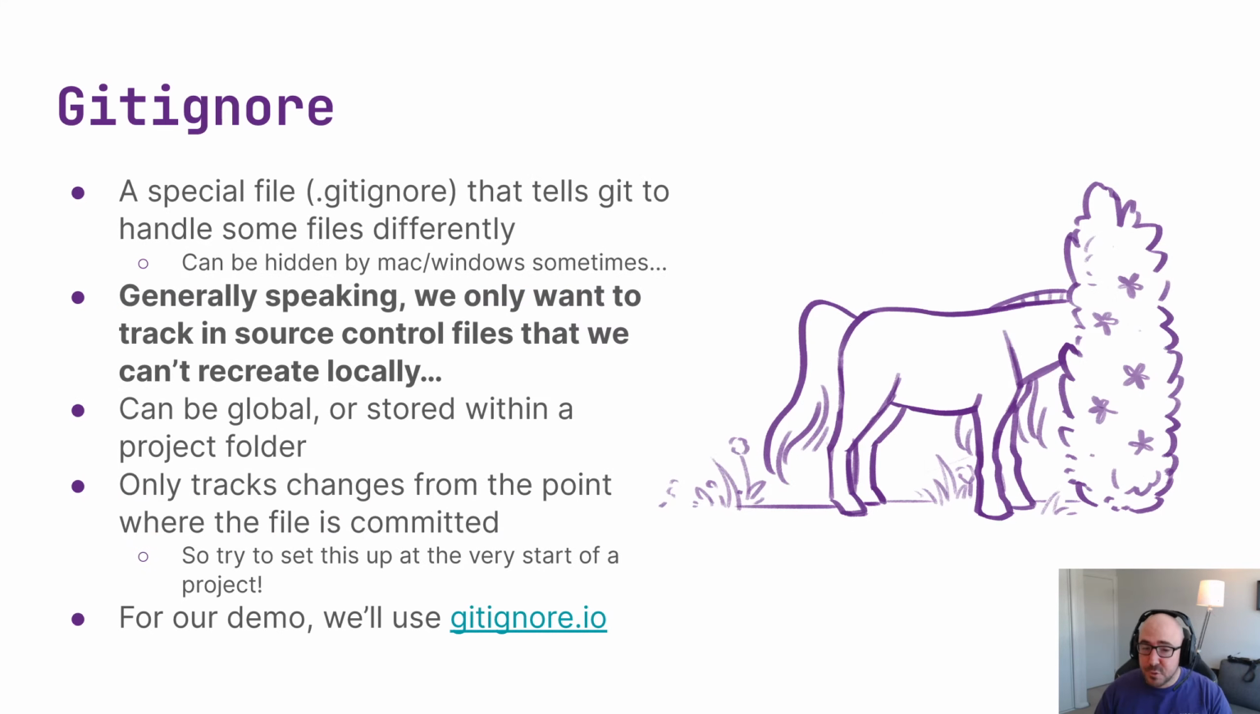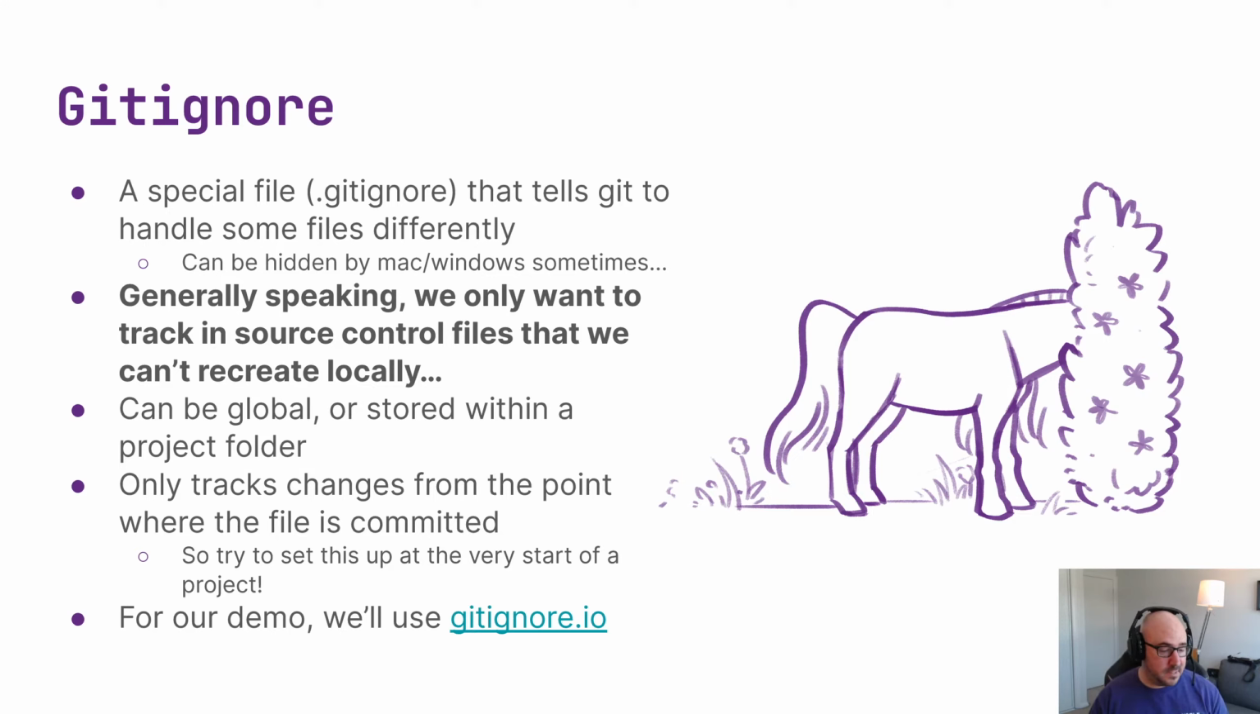There are a couple of special files that we can work with when we're using Git. Probably the most important one of those is called a gitignore file. A gitignore file basically tells Git, hey, we've got some files that we want to handle differently in some way. The idea is that if you look within a Unity project folder, as an example, there are a lot of files there that are created locally and will get recreated whenever you open that project within the Unity editor itself.